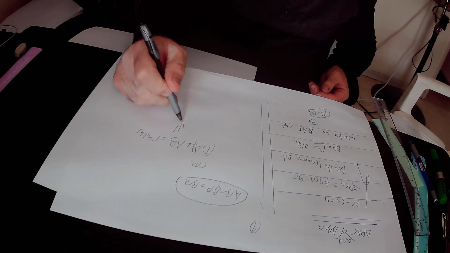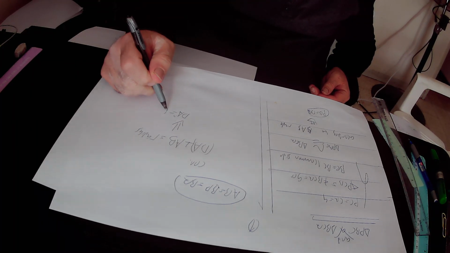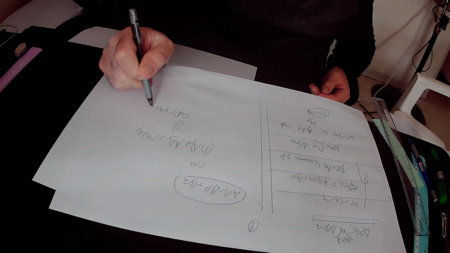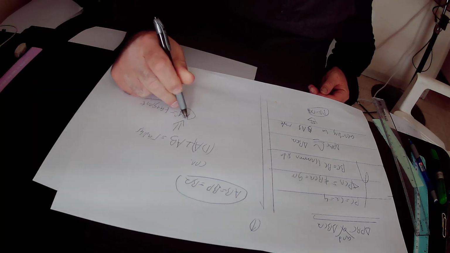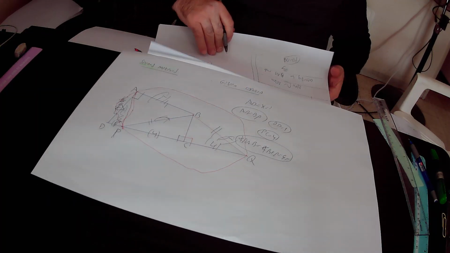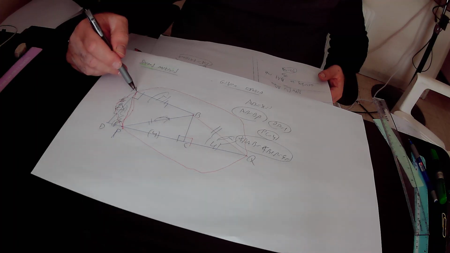So now that DA is a tangent to the circle at point A. This is tangent DA, it is tangent to this circle at point A.